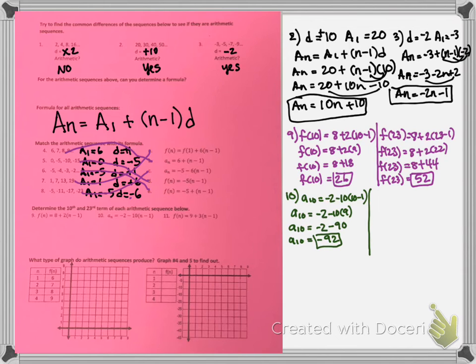Let's find the 23rd term. Oops, sorry. A sub 23 is going to be equal to -2 minus 10 times the quantity 23 minus 1. So we're going to get the 23rd term, A sub 23 equals -2 minus 10 times 22. That gives me A sub 23 is equal to -2 minus 220. Signs are the same, so I'm going to add, and the 23rd term is going to be -222.